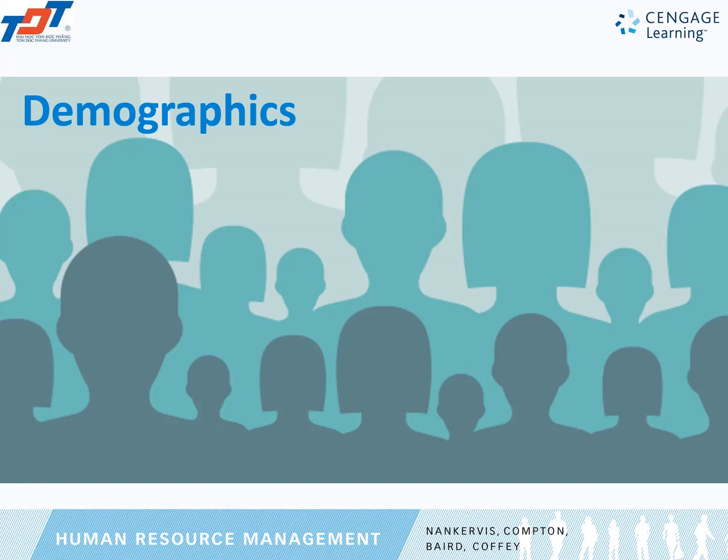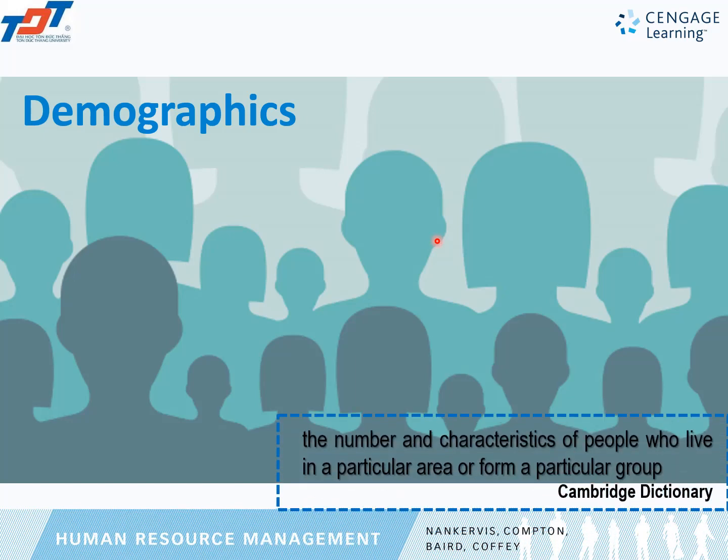Just like human resource management deals with people in a simple sense, so is the case of demographics. Now, according to the Cambridge Dictionary, demographics deals with the number and characteristics of people who live in a particular area or form a particular group. In very simple English, demographics is the study of population. Why is demographics important to the human resource management field? Again because it deals with people, just like HRM does.